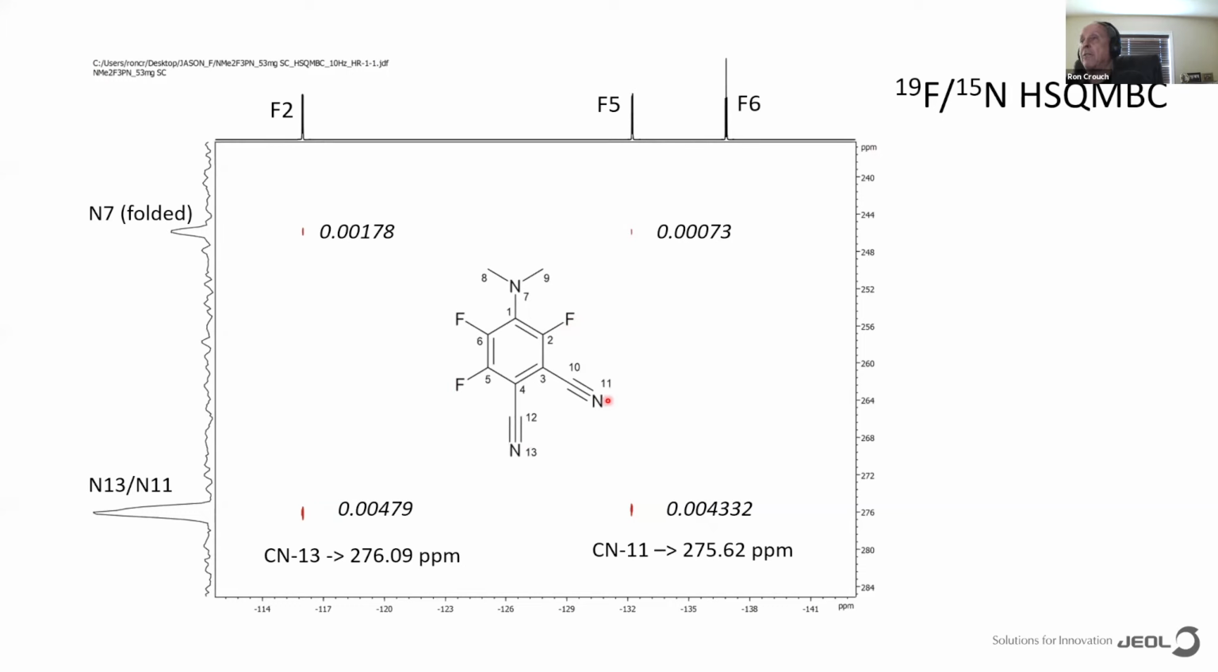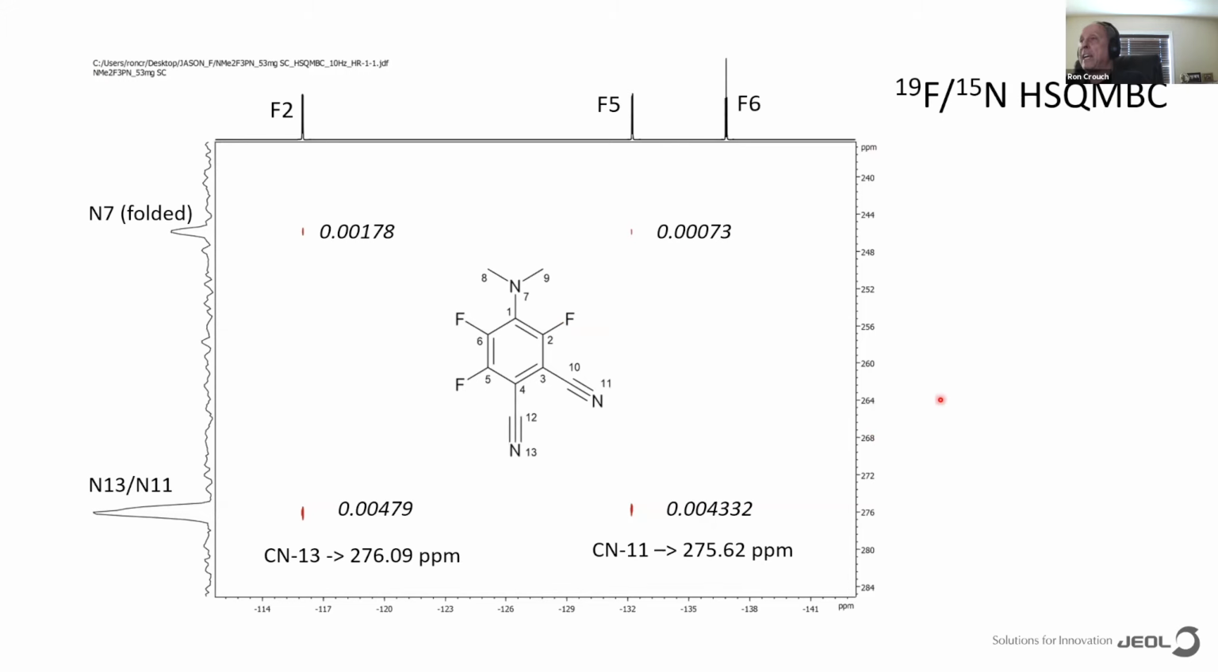The interesting fact from this is twofold. One, these intensities are very, very low, 0.0004 relative to, remember, 0.9 was the intensity of the HSQC. But there's a 4-bond coupling. This fluorine couples that nitrile. This fluorine couples that nitrile, okay? Both fluorines couple the N7 up here, the aniline, which is folded in here as well. And it's a very, very small value.